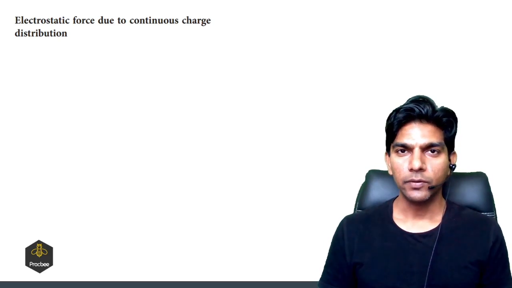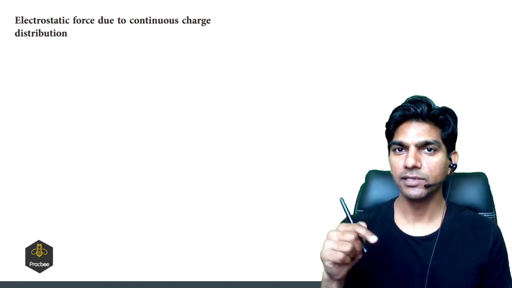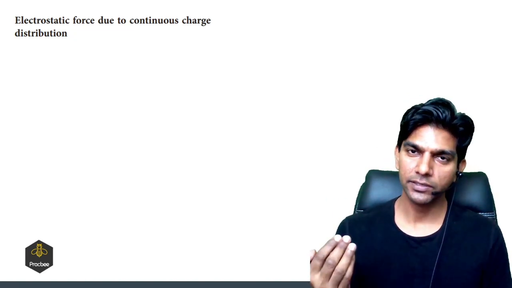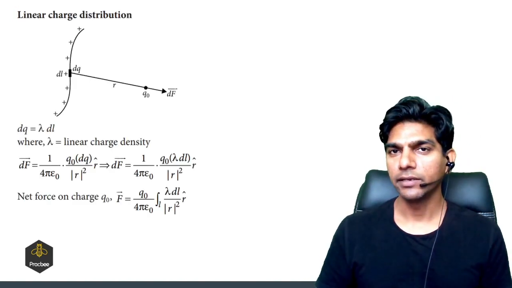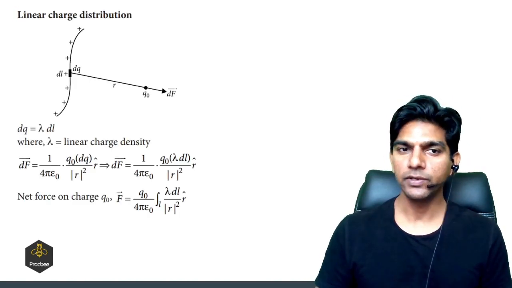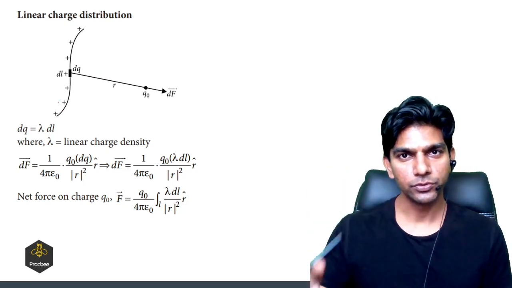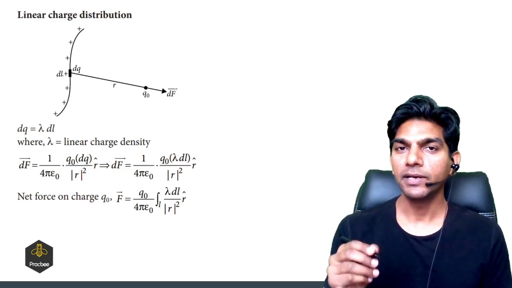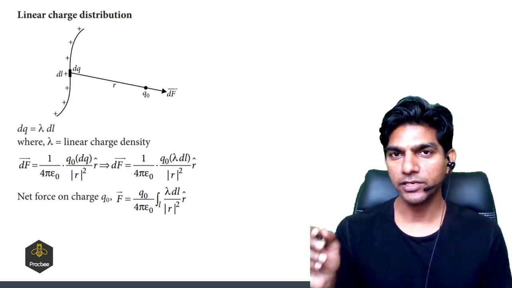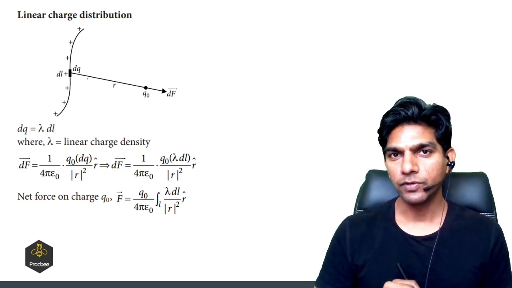Right, so now let us see the concept of continuous charge distribution. We have three types of continuous charge distribution. One is a line charge, second is a surface charge, third is the volume charge, right? Now let us see the linear charge distribution. If we have a line with a charge uniformly distributed on that length, and we want to find the force exerted by this line charge on a charged particle placed somewhere close to that line charge, how can we find the force?